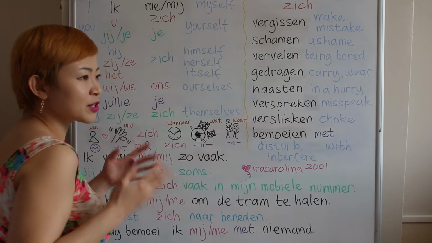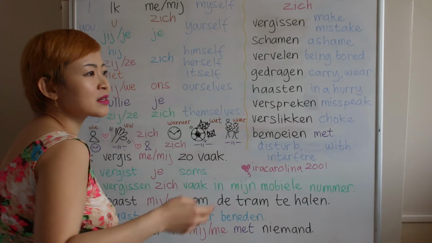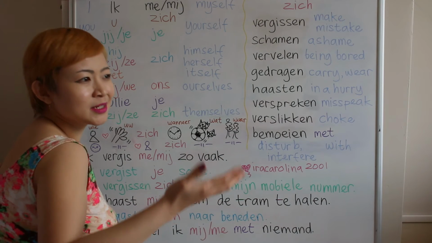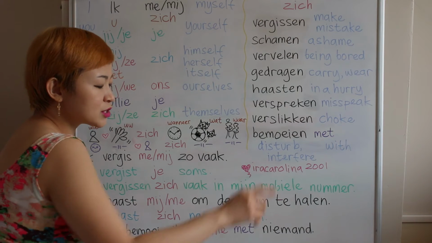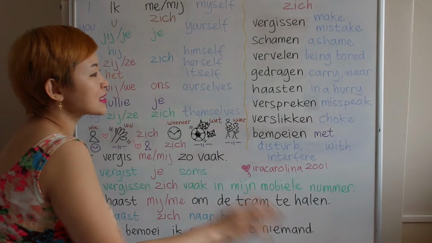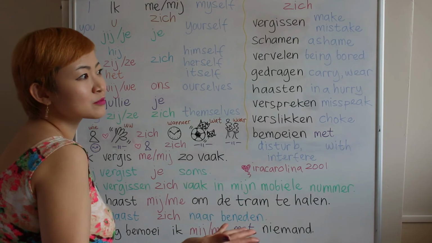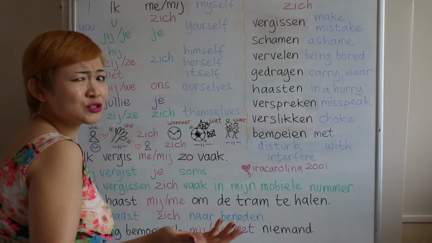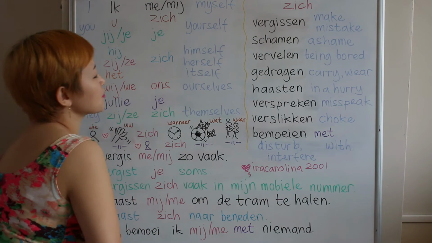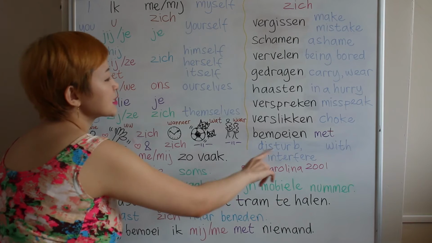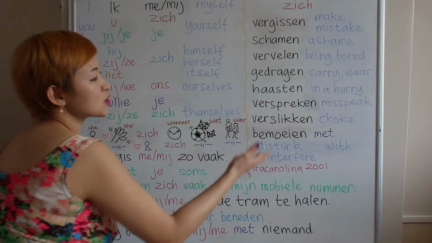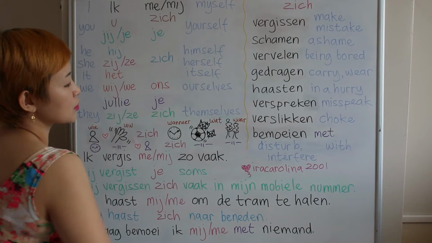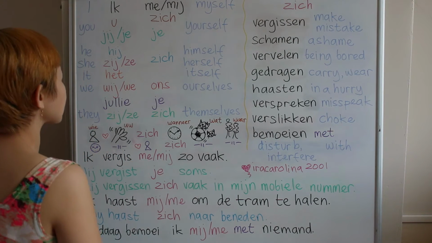It's just like when you're focusing on something and then someone comes to disturb you, like, no, this should be like this, and sometimes what they tell you is not the real one. Sometimes it shouldn't be that way. So bemoeien is to disturb, being disturbed. Mad is with, or interfere.